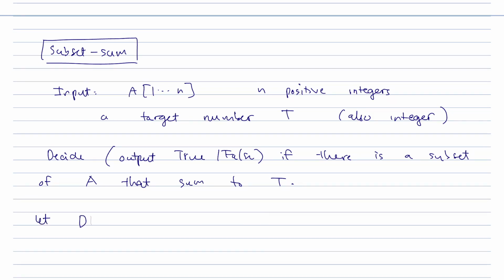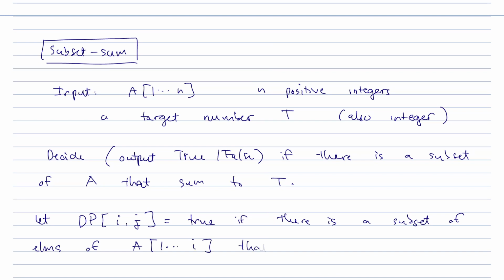Let dp[i][j] be true if there is a subset of elements of the first i numbers of A that sum to j, and false otherwise, if there's no such subset, output false.